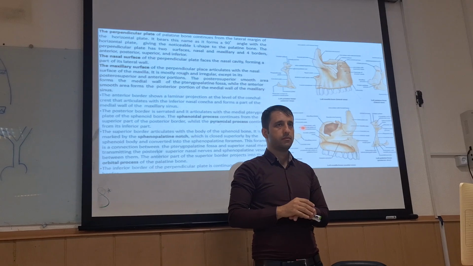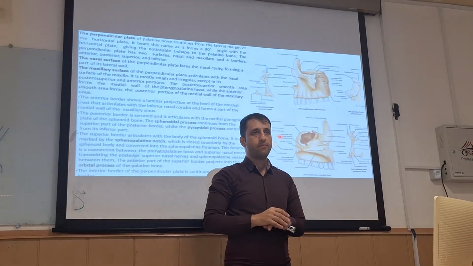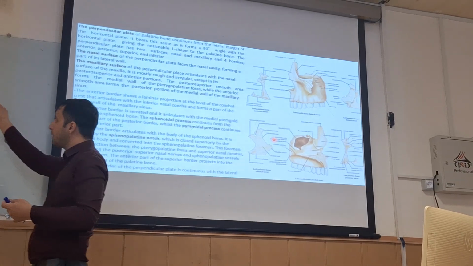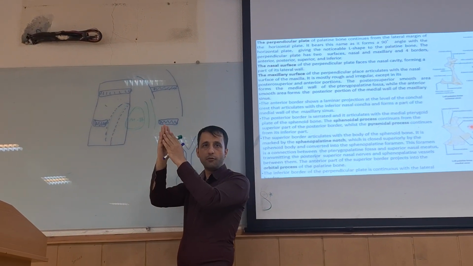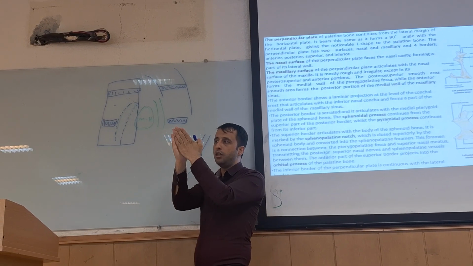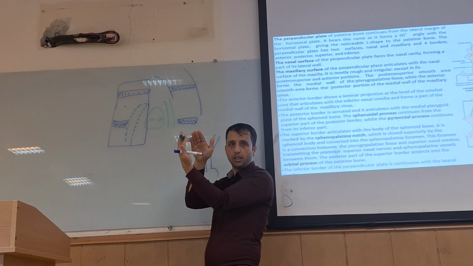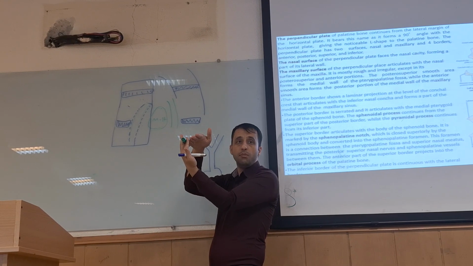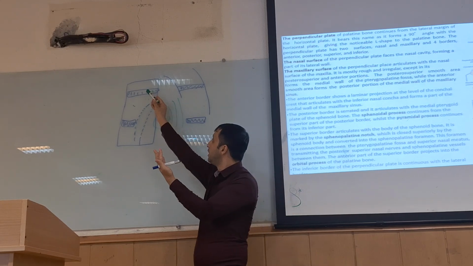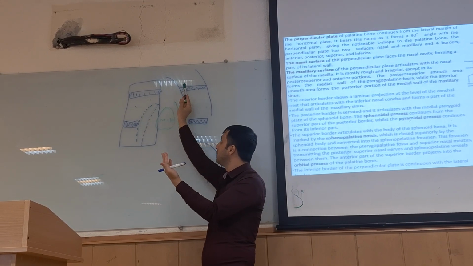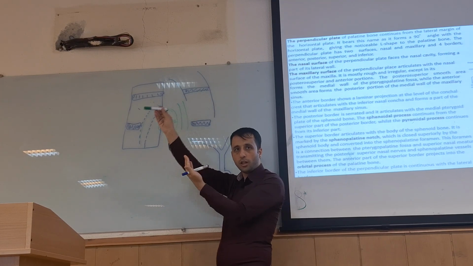So the ethmoidal crest is where the middle concha attaches. Look at here. The ethmoidal crest in the medial surface of the perpendicular plate. It is the maxilla, it is the perpendicular plate. They have an ethmoidal crest, to which the middle concha of the ethmoid attaches. Okay, here. Ethmoidal crest of the palatine, ethmoidal crest of the maxilla. They are located in the same line.